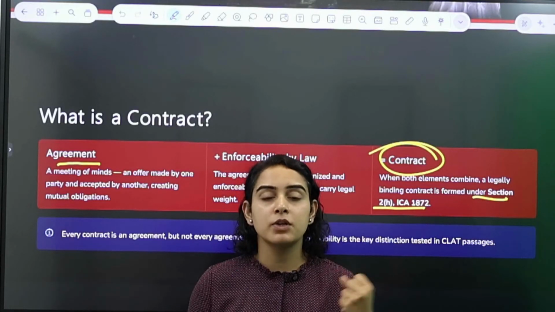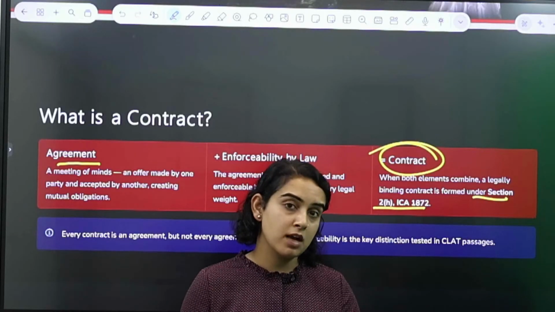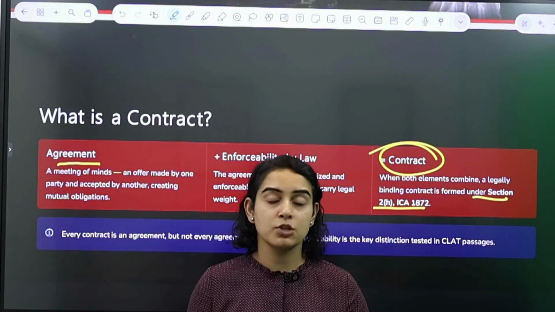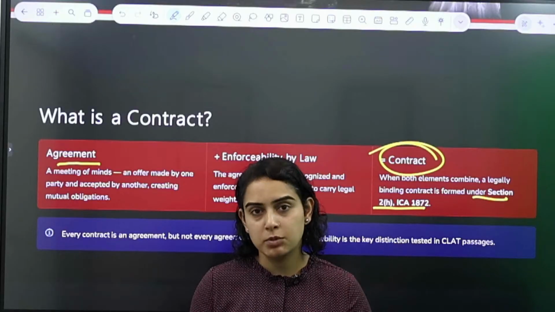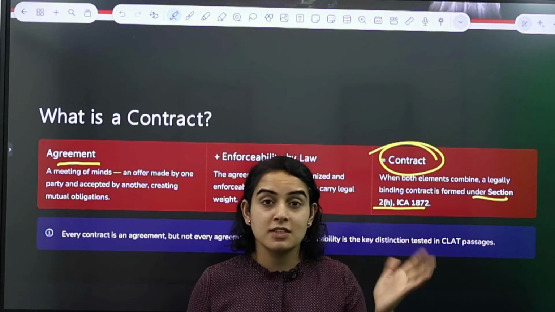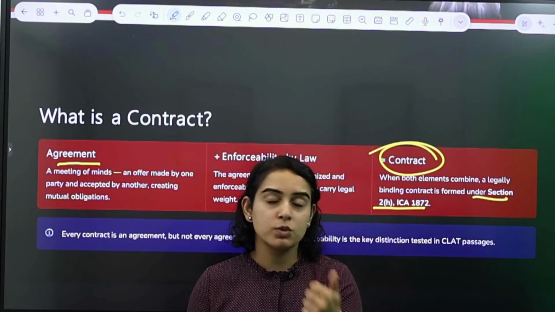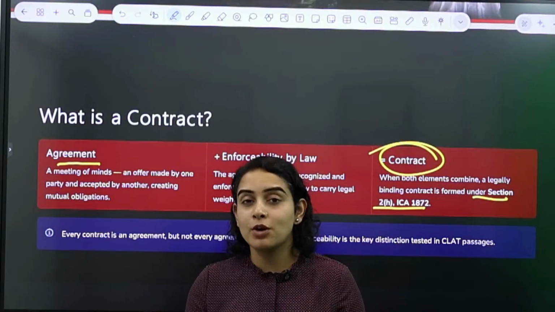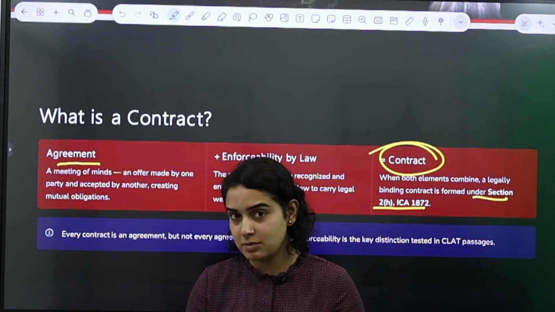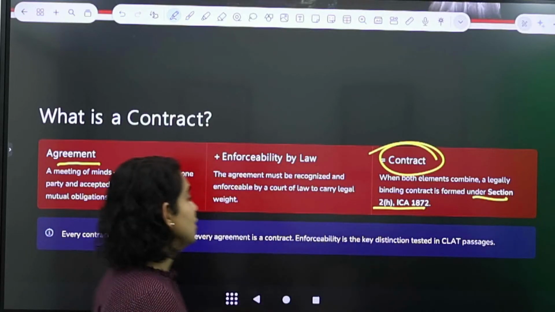For example, your parents promise you that if you score 95% marks in your board exams, they will probably buy you a MacBook. Now this is not something which is enforceable in law. It is an agreement, but it is not enforceable by law, which means that if your parents actually do not get you a MacBook when you score 95% marks, you cannot sue them. You cannot go to the court asking for justice.